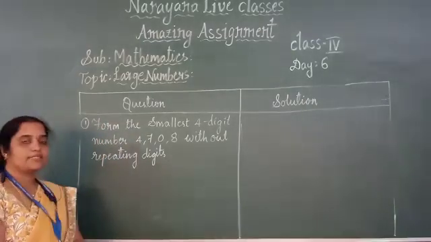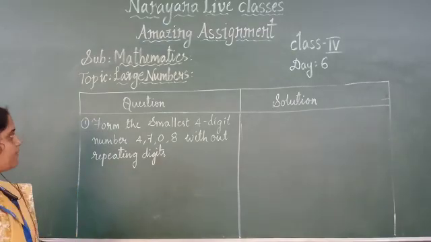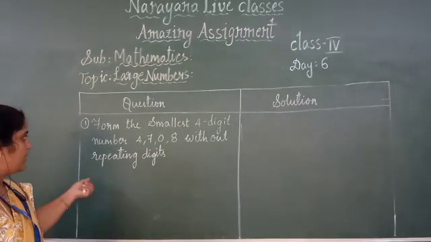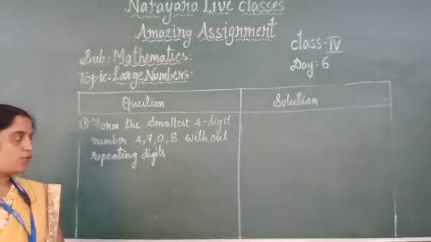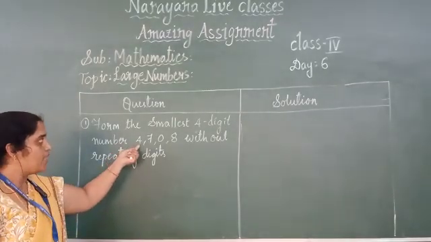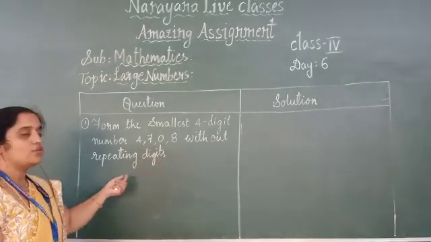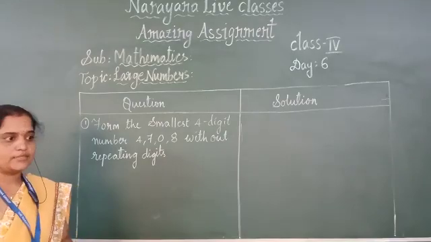Today I am going to discuss the topic of large numbers. Okay, shall we go to the first question, children? Form the smallest 4-digit number using 4, 7, 0, 8 without repeating the digits.